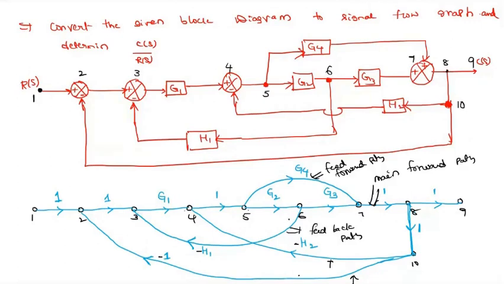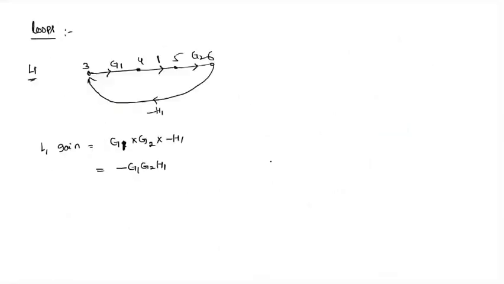Guys, what are the other loops? Sir, 4, 5, 6, 7, 8, 10 and 4, right? Is it right? Yes, we'll draw like that. So first one is 4, 5, 6, 7, 8, 10, again 4. Like this is connected. So it's minus H2, I think so.